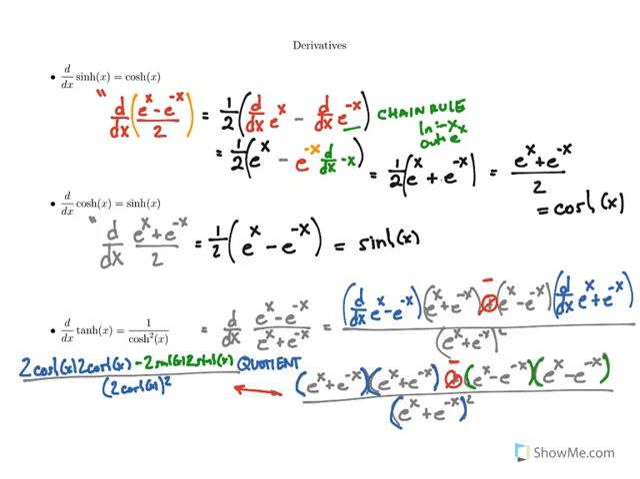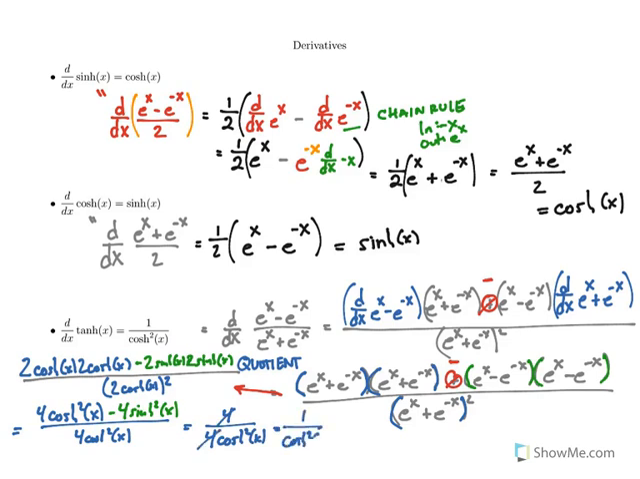And we're going to use our Pythagorean identity. This is going to be 4 cosh squared x minus 4 sinh squared x all over 4 cosh squared x. The top is equal to just 4, that's the Pythagorean identity, over 4 cosh squared, and that is our 1 over cosh squared as promised.